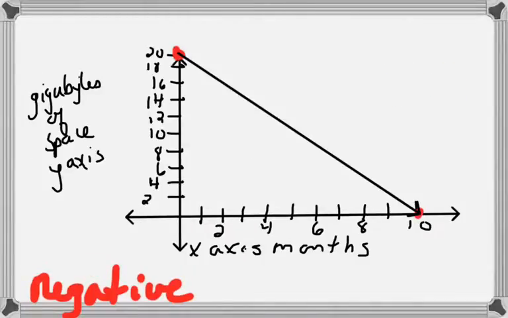In the second situation, they're talking about how much space he has left on his phone every month. And so he started with 20 gigabytes and he's losing 2 gigabytes every 1 month. And instead of plotting all the points, what I did is started with (0, 20), and then I know that at 10 months, 10 times 2 is 20, so 20 take away 20 is 0. At 10 months, he won't have any more space left, and so that's where the graph ends. And so those are the 2 points I'm plotting in order to create my graph.